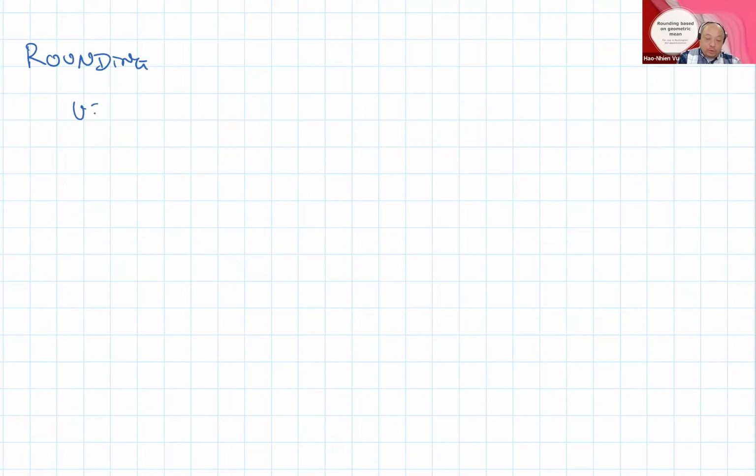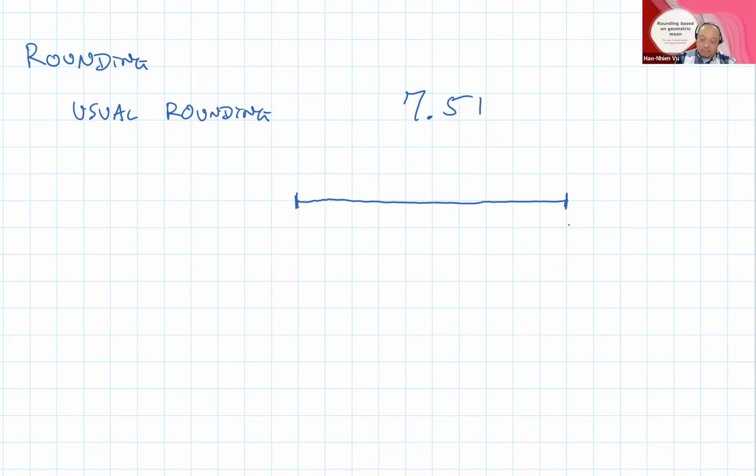So now let's apply that to rounding. Normally, with the usual rounding, let's say that you have the number 7.51. You're going to have to decide whether to bring it up to 8 or bring it down to 7. Well, with 7.51, the decimal is more than 0.5. 7.5 is here, and the decimal is more than 0.5, so it gets rounded up to 8.